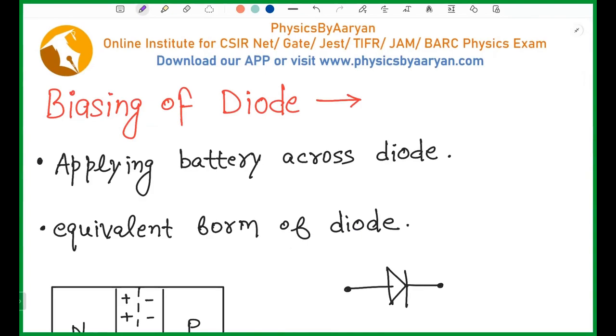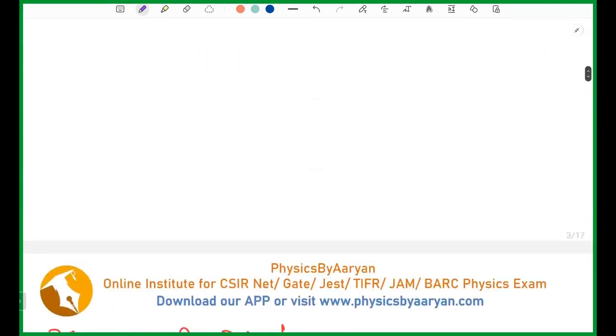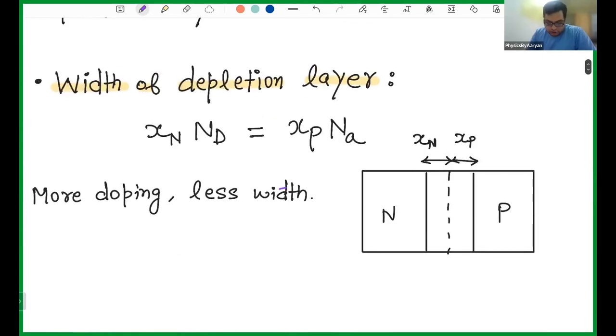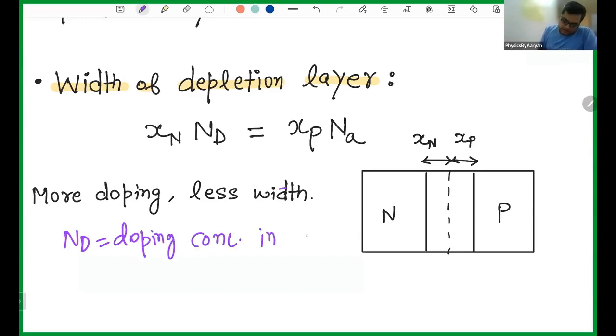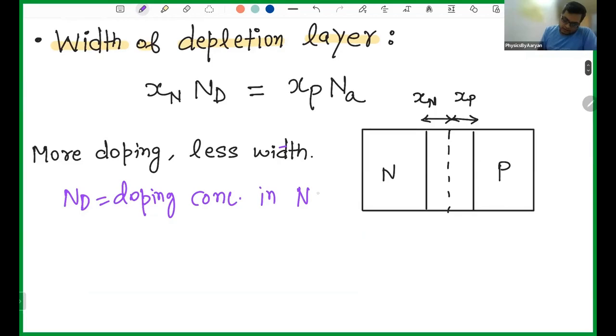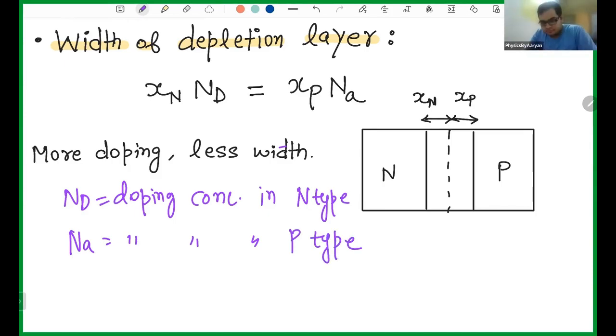Hello, sir. Sir, in the previous slides, what were Nd and Na? Nd was the doping concentration in the N side, in the N type semiconductor, and Na was the doping concentration in the P type semiconductor. Okay. Yes, thank you, sir.